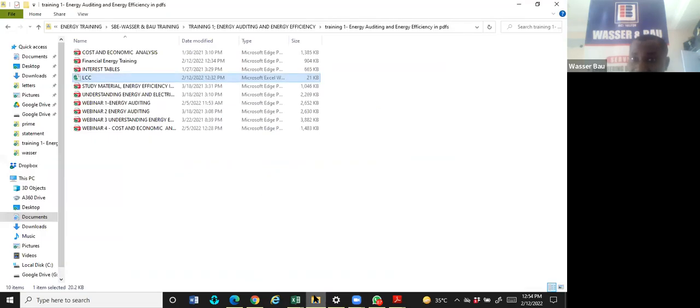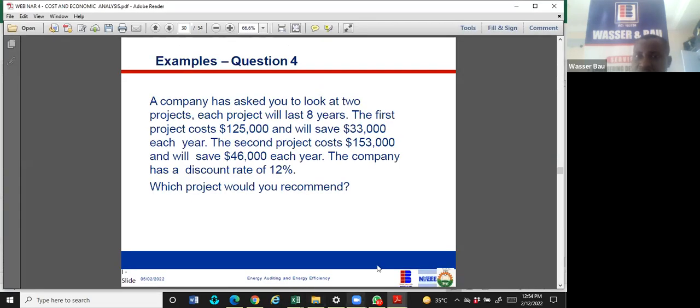If I'm to pay back that money every year, how much will it cost me? Are you with me? So somebody bought something for 125,000 for 8 years at an interest of 12%. How much will I be paying back to pay back that loan? If I get that amount, I'll subtract it from 33,000, and that will give me my net annual what?